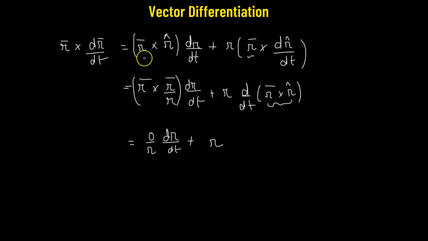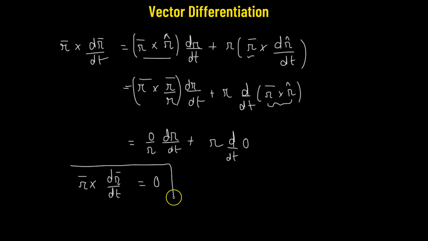Here we can use the same methodology. We will replace r cap with r vector over r. Then again we have r vector crossed with r vector, so we again have the derivative with respect to t of 0. So here also we get 0. So in both cases we have 0. That means the cross product of vector r with the derivative of r with respect to the parameter t is equal to 0. Hence proved.